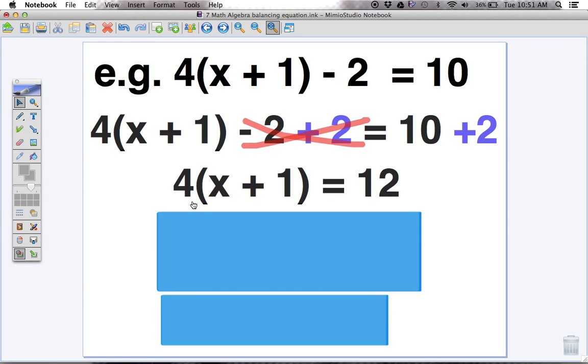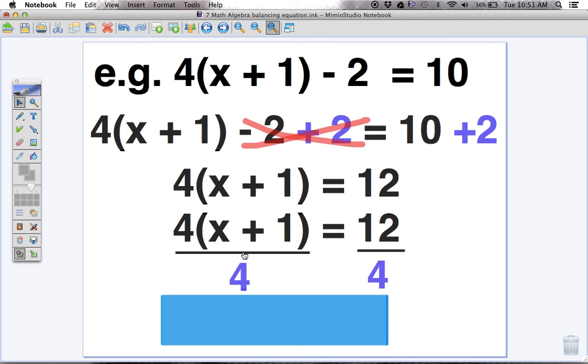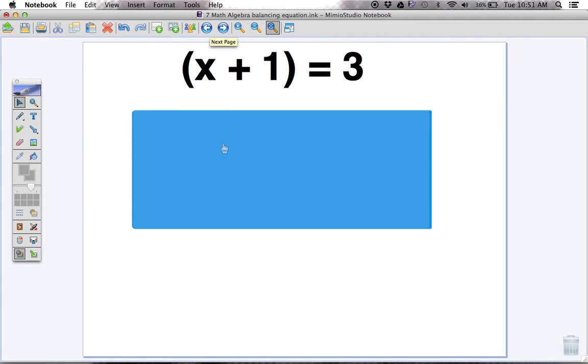Next step. We have multiplication outside and some addition on the inside. It's backwards, so we do the outside first. 4 times x plus 1 is now divided by 4. We have to add a divided by 4 because it's the opposite. These two will cancel out, and we're going to be left with x plus 1 equals 3. And that we can solve very easily. How do I get rid of a plus 1? I subtract 1. And I subtract 1 on both sides.